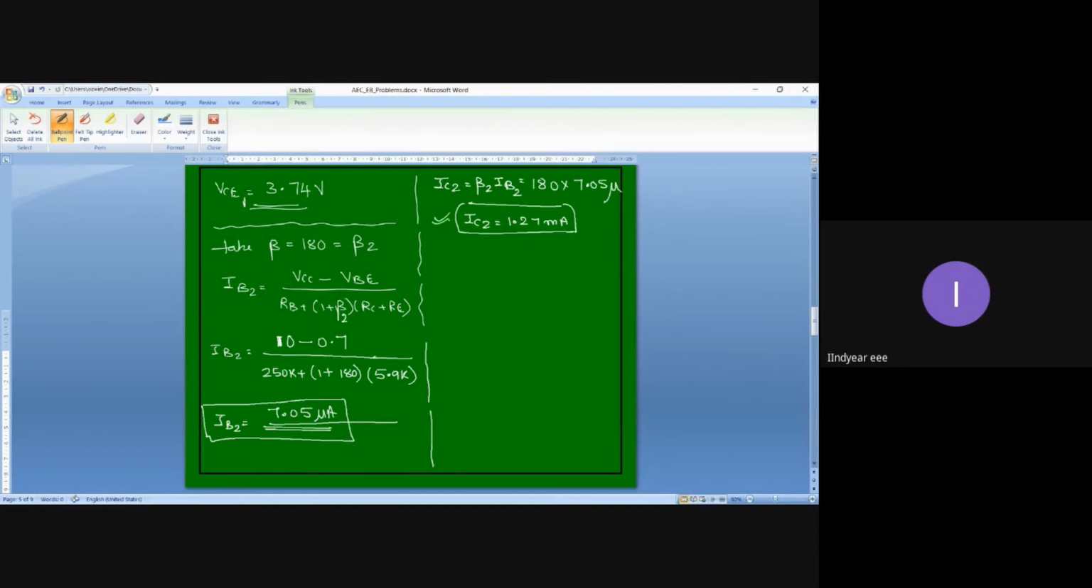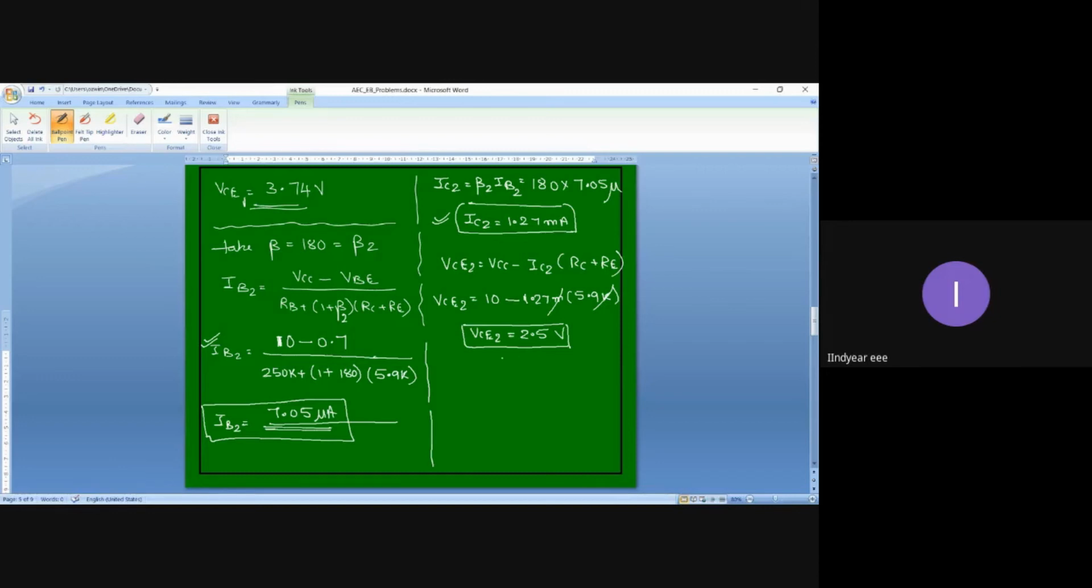And finally, VCE2, which is VCC minus IC2 times (RC plus RE). So VCE2 is equal to 10 minus 1.27 milli into 5.9 kilo. Milli and kilo get cancelled. That gives 2.5. Is it correct? 2.5 volts. Yes, fine.